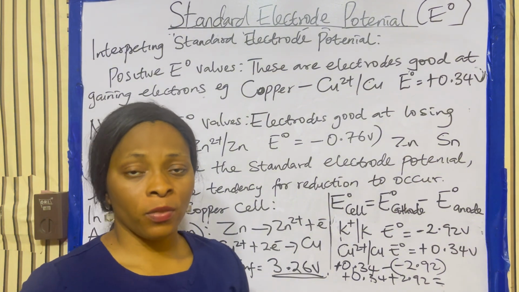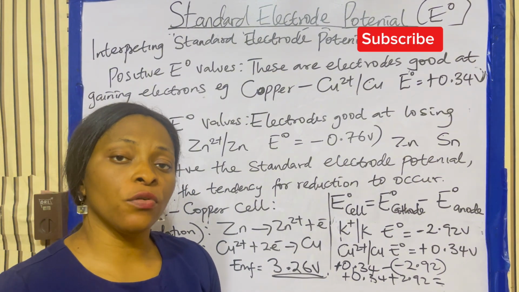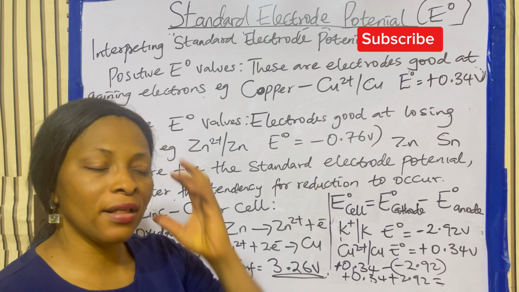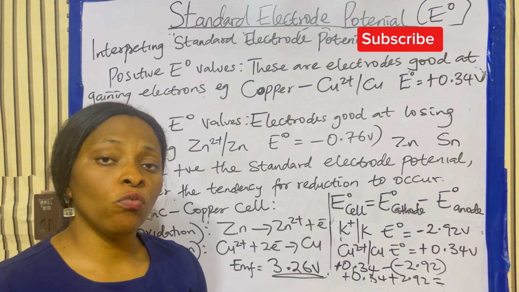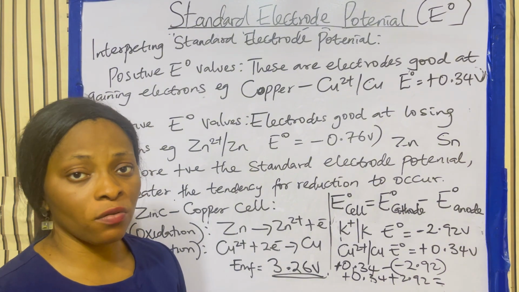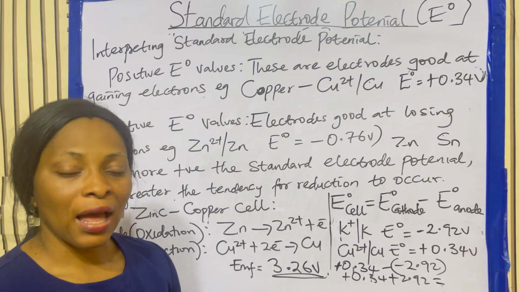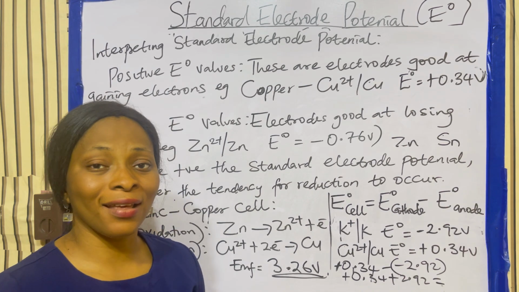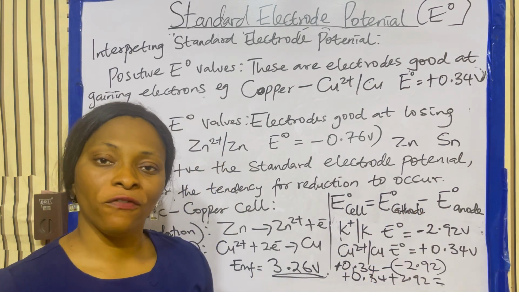Isn't it simple? So please remember, you must know your electrochemical series very well. Know it offhand, so that you'll be able to know which is higher than which in the electrochemical series. The higher one will serve as the anode, and the lower one will serve as the cathode. You can easily now solve using the formula.